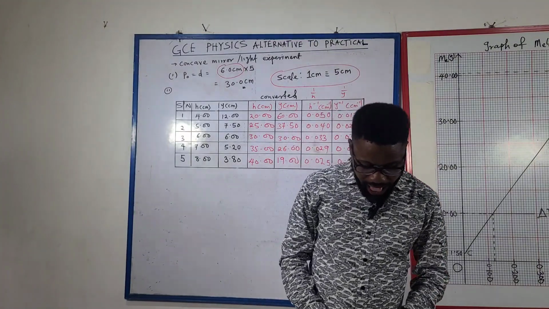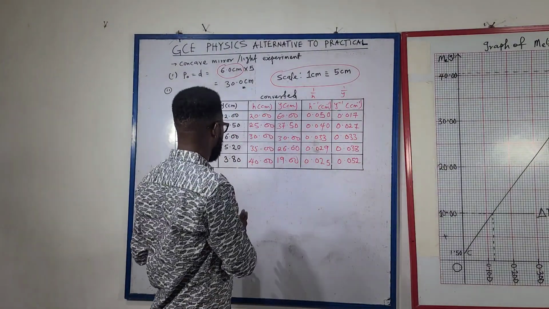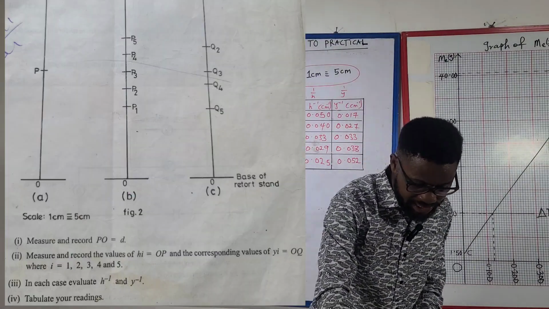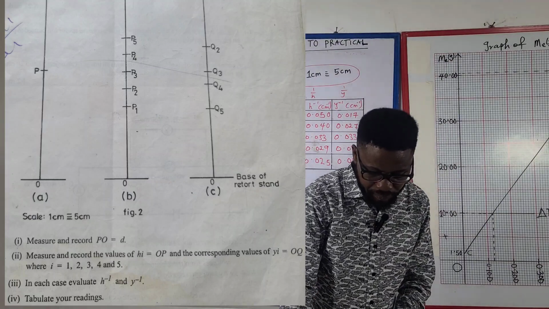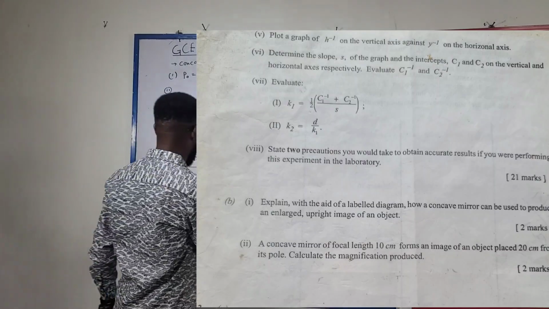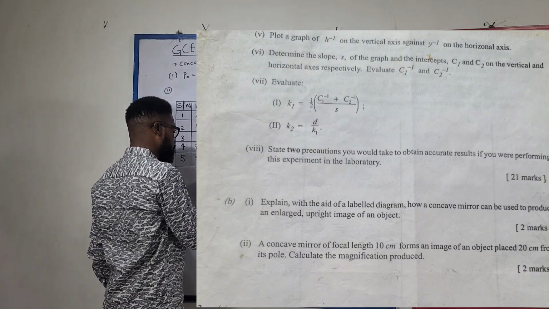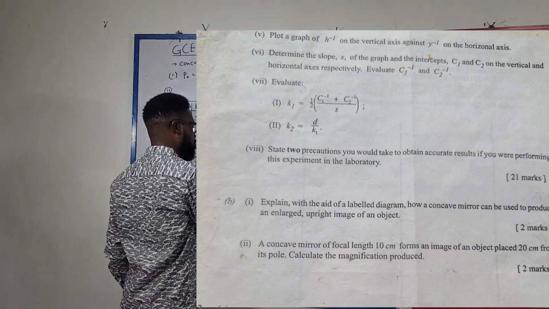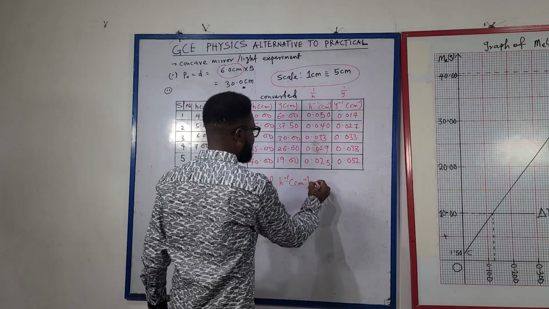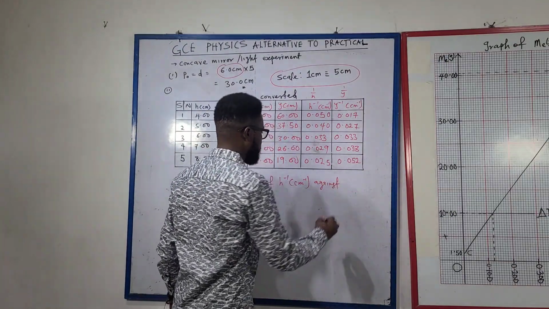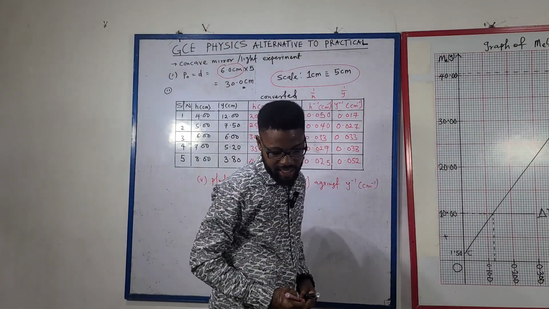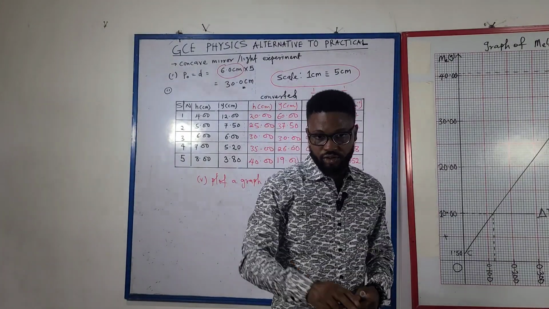For Roman figure 4, I was told to tabulate my readings. That I have done. I've answered question Roman figure 1 to 4. And the next thing now is to plot a graph of h raised to power minus 1. That's for Roman figure 5. Plot a graph of h raised to power minus 1 in per centimeter against y raised to power minus 1 also in per centimeters. So that we are going to do now.